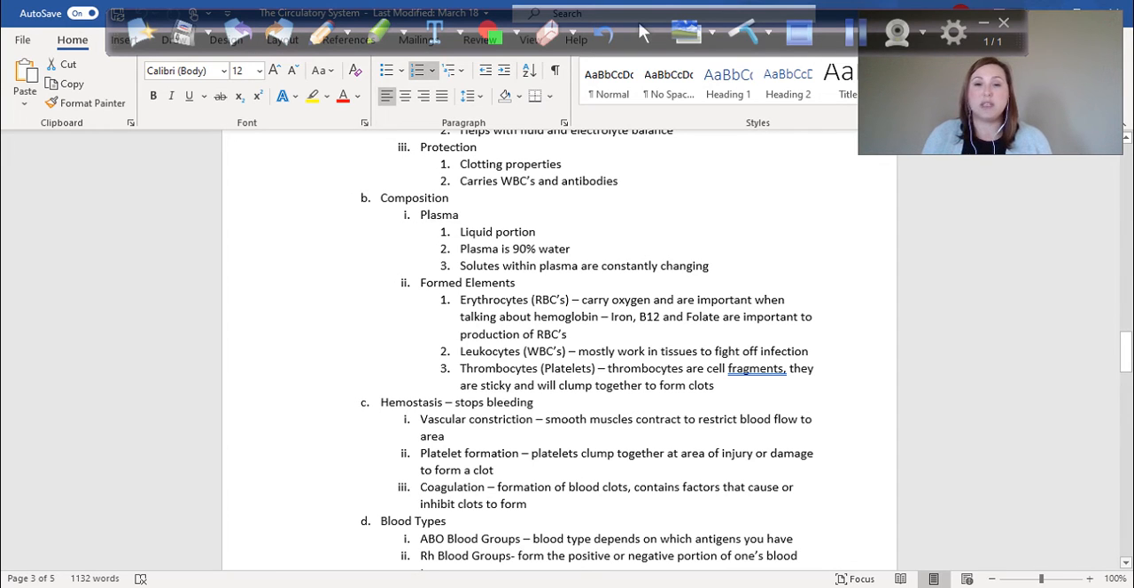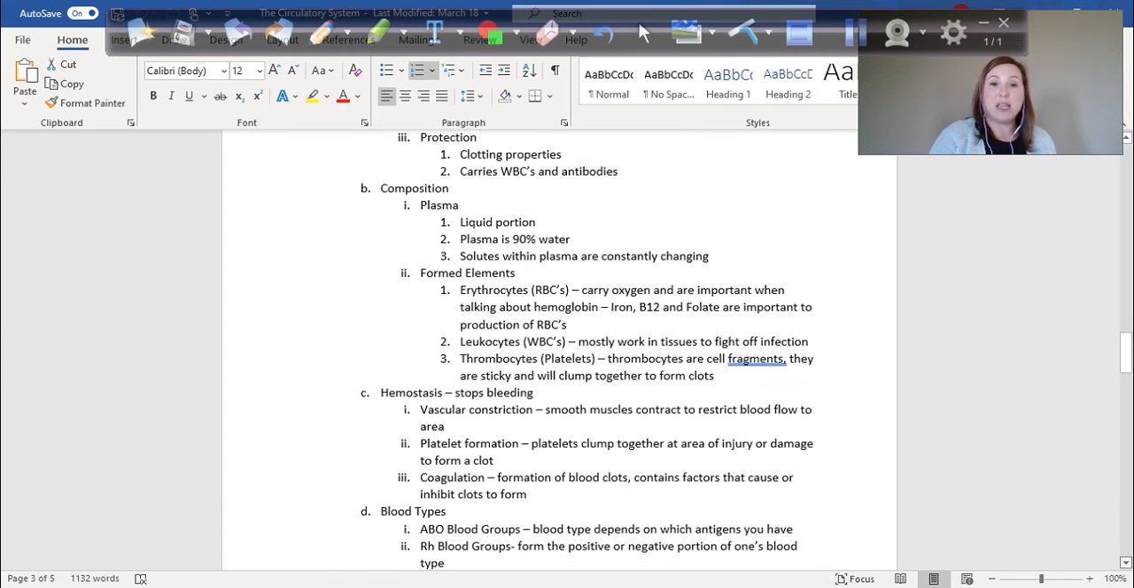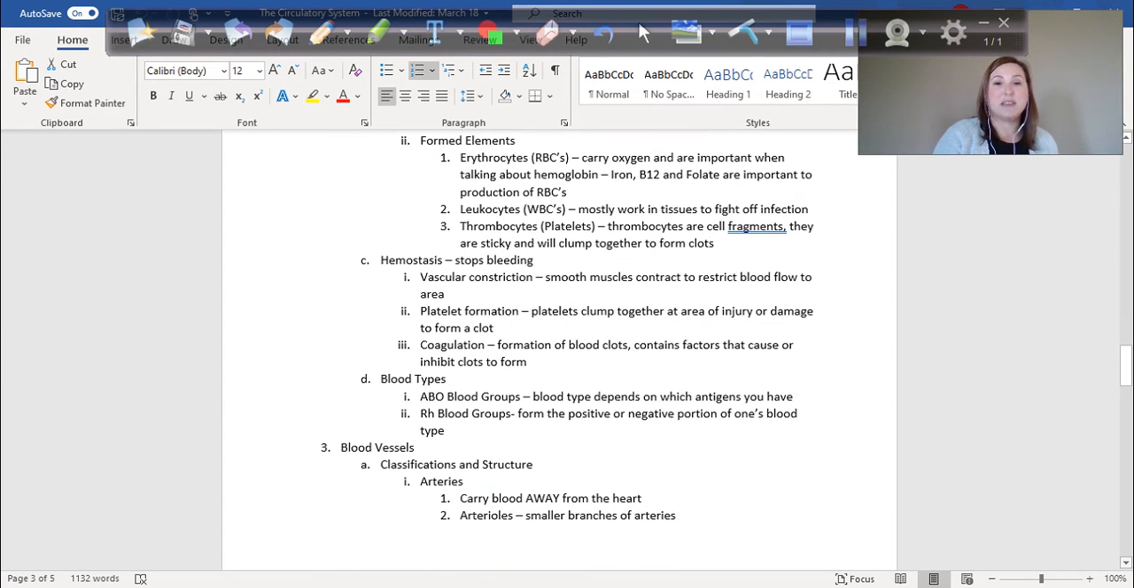That's what is released if we are cut. Then platelets will be released to that area and will help form a clot so that we can stop bleeding. When we look at stopping bleeding, we're talking about hemostasis. That's vascular constriction. So smooth muscles contract to help restrict blood flow to that area.